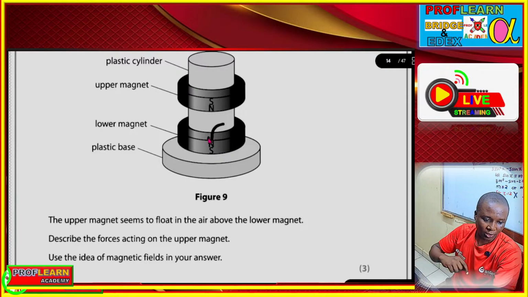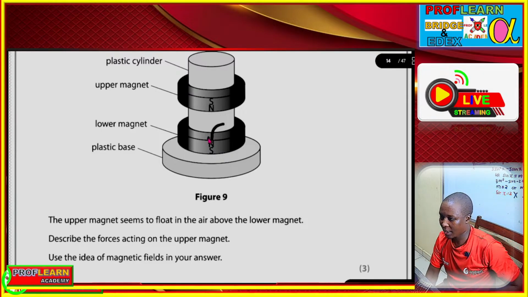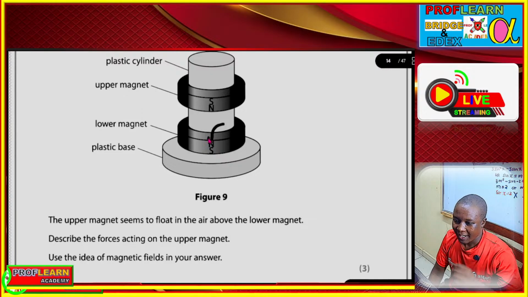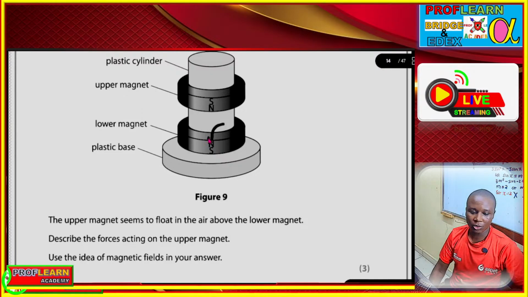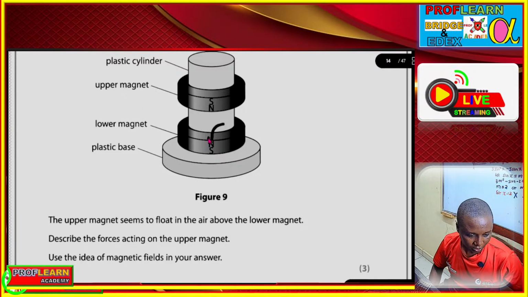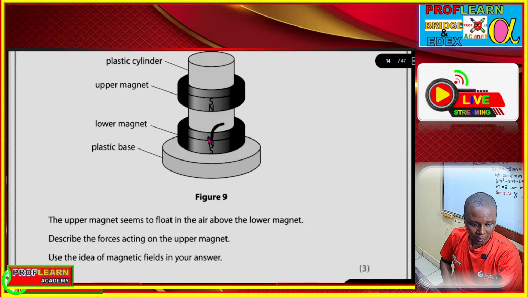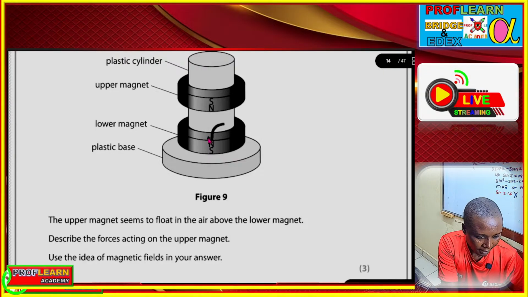Guys, can you write in the comment section? Describe the forces. Which forces are we talking about here? Just write in the comment section. Which forces are acting? I would like to know before I move to the next part.